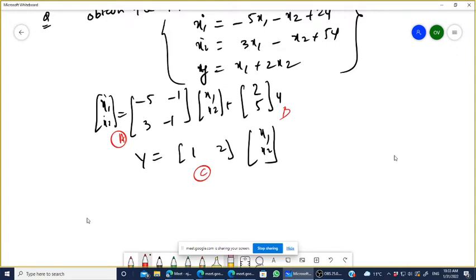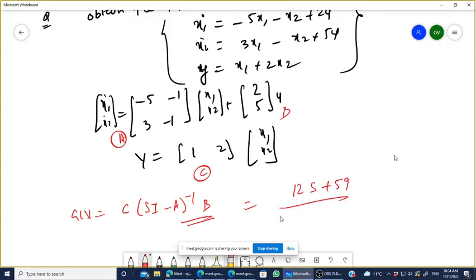You simply have to calculate G(s) equals C into (sI minus A) inverse into B. When you solve, I think you will get (12s plus 59) upon (s plus 2)(s plus 4). We will verify. This is for your practice.